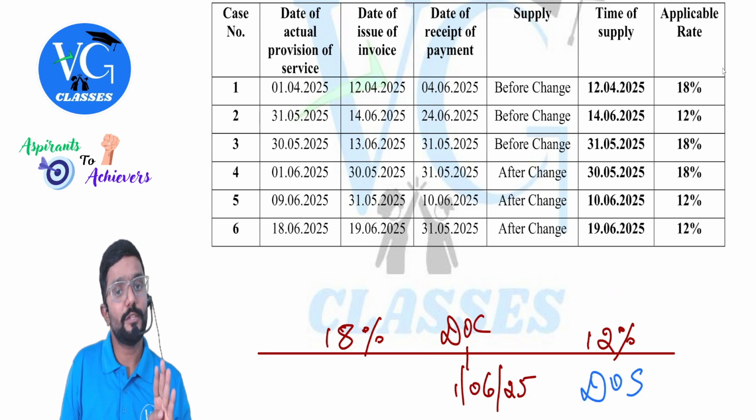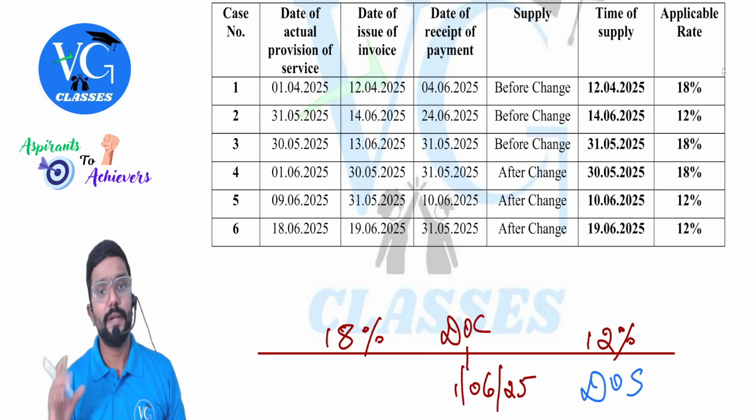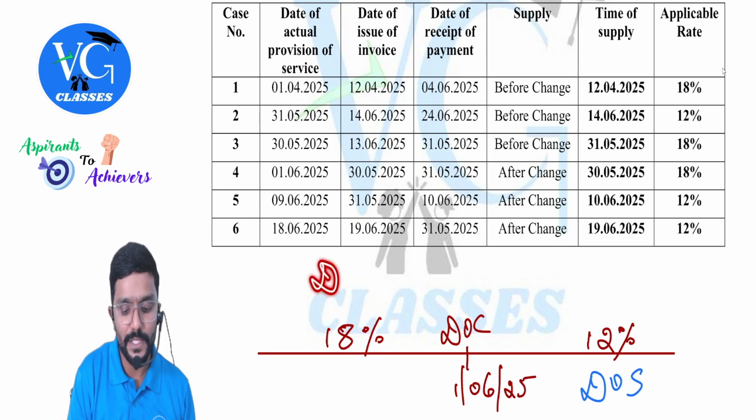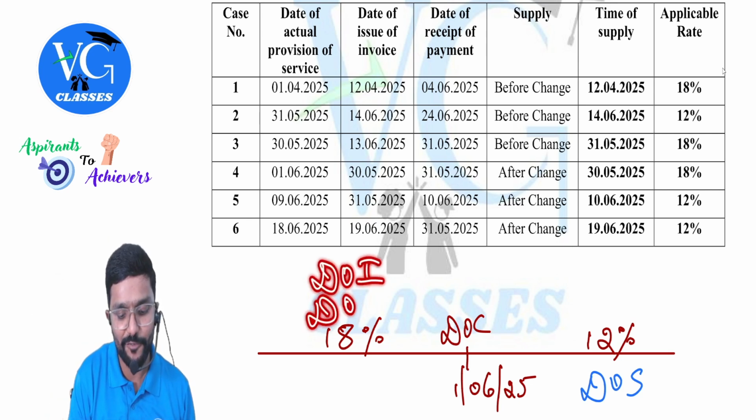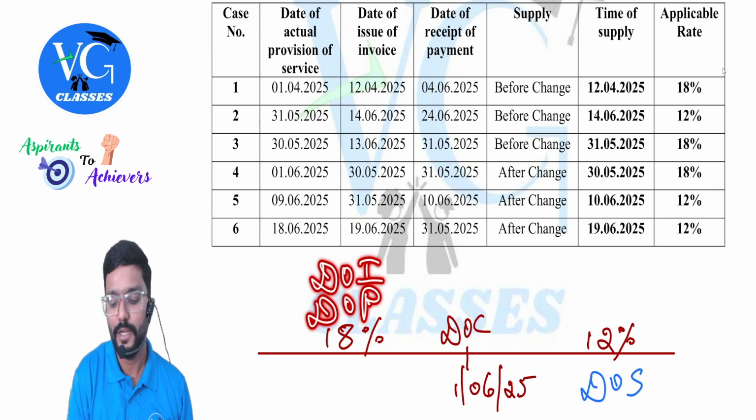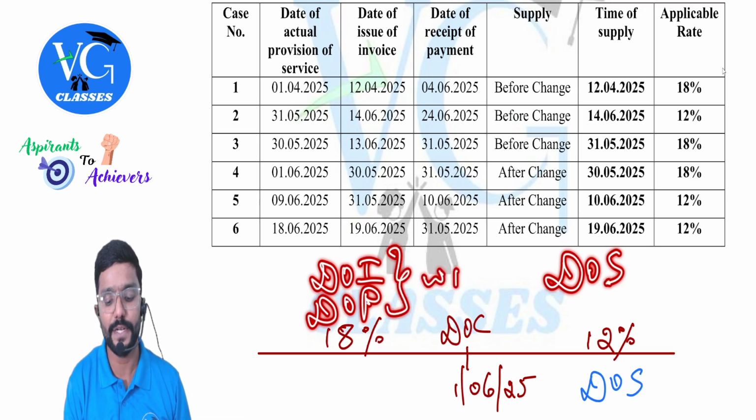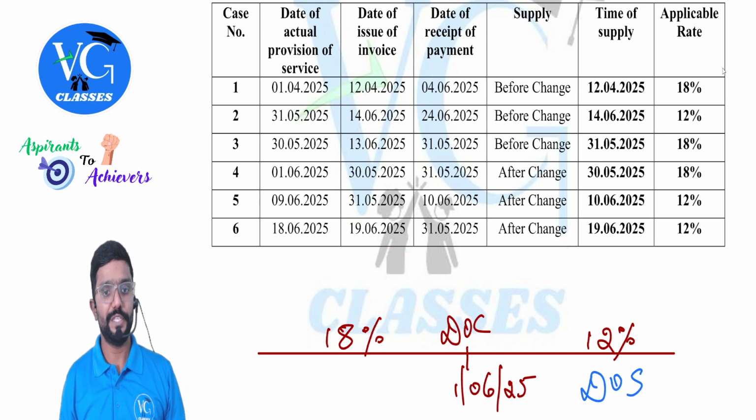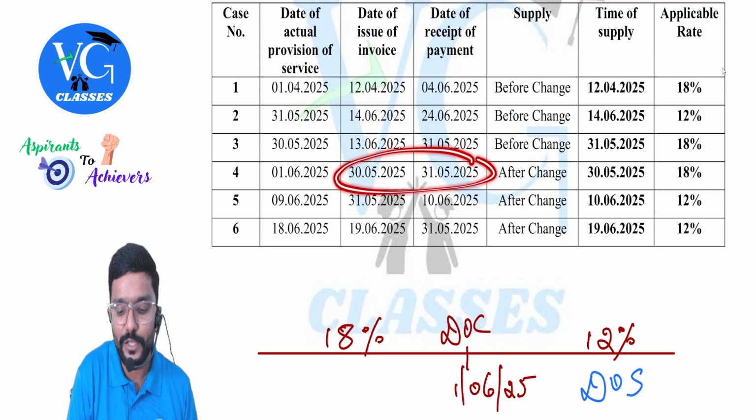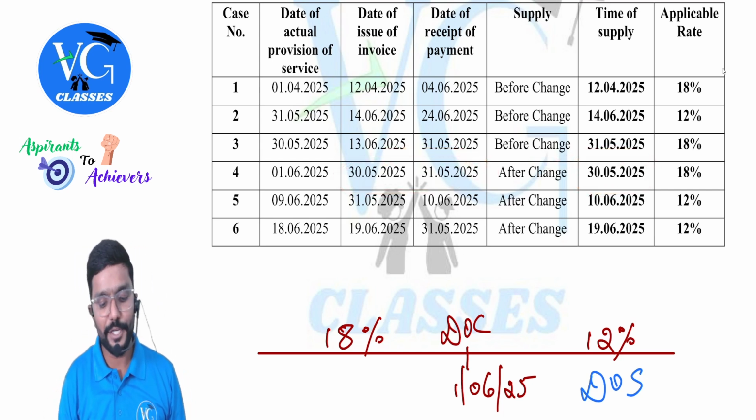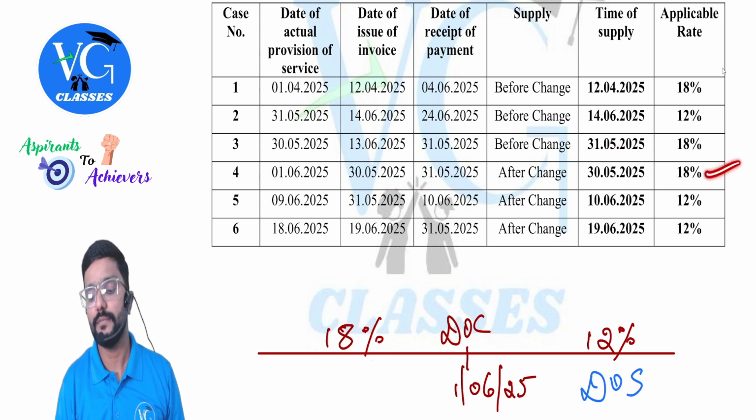Date of invoice 30th May, opposite side. Date of receipt of payment 31st May, opposite side. Guys, both are on this side. Date of invoice as well as date of payment is on before side, whereas date of supply is on after side. Nothing is on the supply side. What should I take? Whichever is earlier. So 30th May or 31st May, whichever is earlier, guys. 30th May. So what is the rate on 30th May? 18%. We will take that.